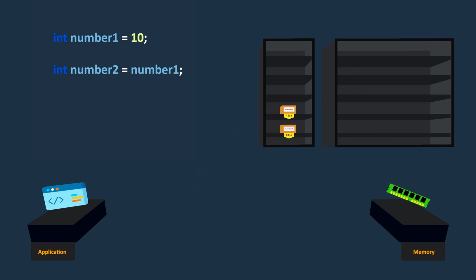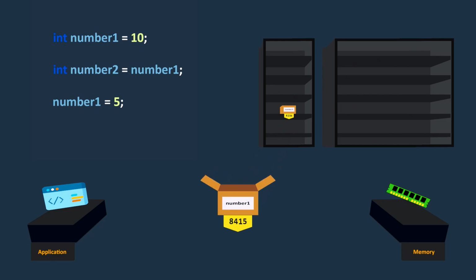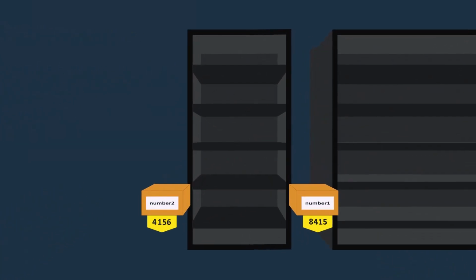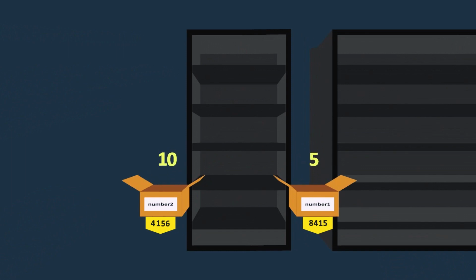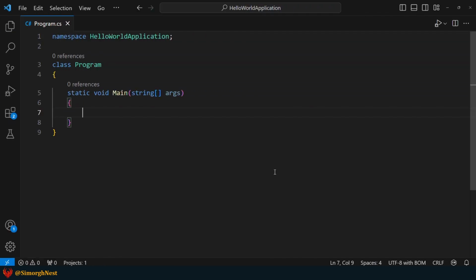If we later change the value of number 1 to 5, the new value 5 will be directly stored in the memory location allocated for number 1. However, the memory location allocated for number 2 will still contain the original value 10. To confirm this, let's dive into VS Code.